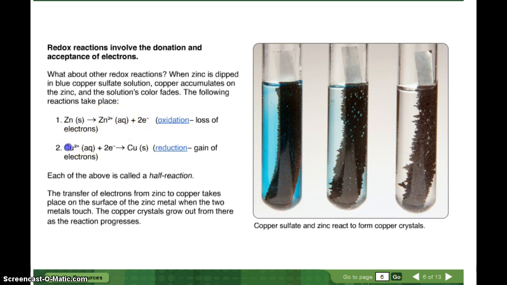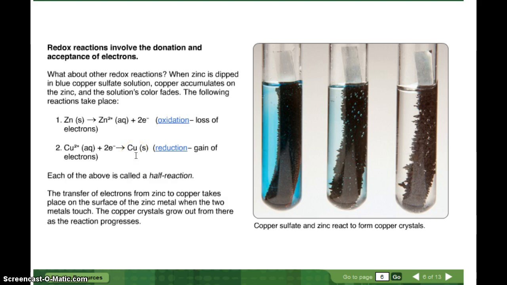Here's what's going on with the copper. The copper started out in the aqueous solution, and it was +2. Then these 2 electrons from the zinc hopped onto the copper atom, and then it became just copper. What is the charge of the copper I have highlighted right now? Nothing, right? It doesn't have a charge, so it's 0. Well, it was +2. 2 minus 2 is 0.